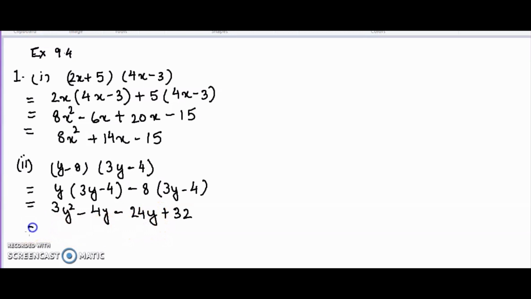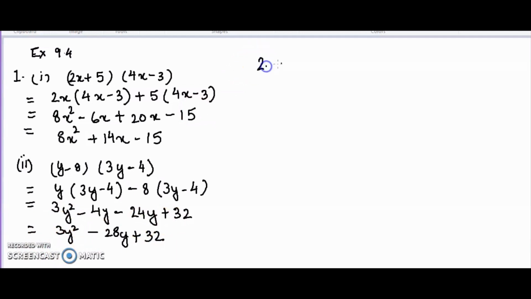So with 3y square there is no other like term. So this will be 3y square. And then minus 4y minus 24y, this will give you minus 28y. And then plus 32. This will be your answer.